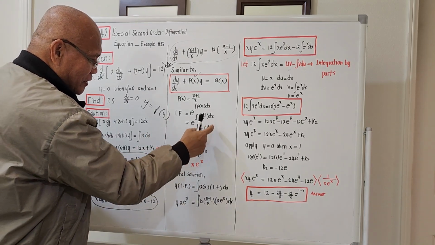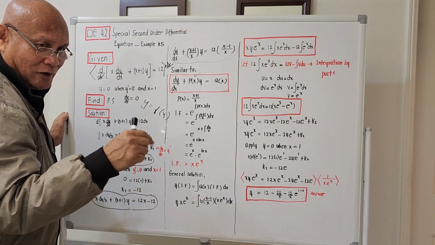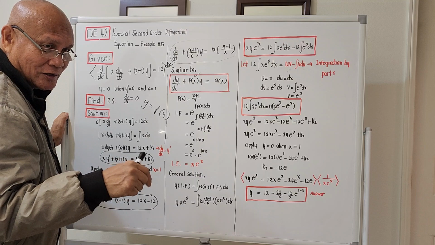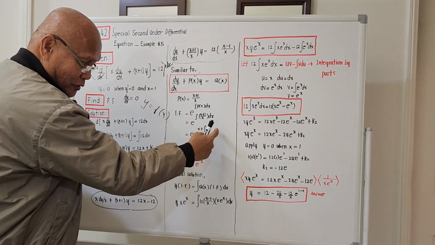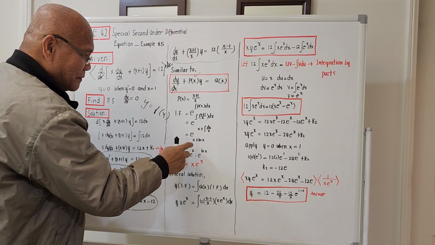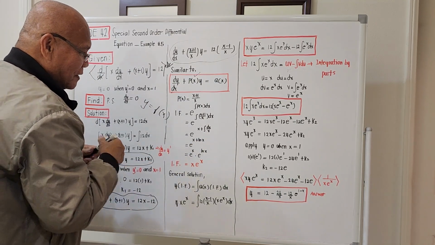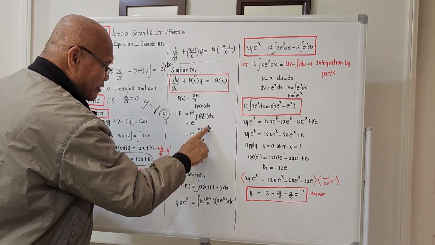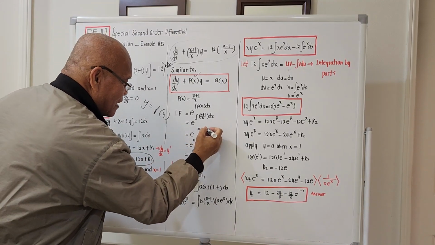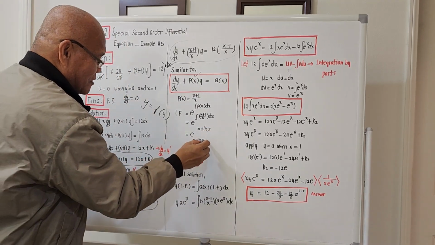And the integral of dx over x falls under the natural logarithm. The value of u underneath is x, du is equal to dx, it is exact, and this falls under natural logarithm. So this is plus the natural log of x. So it becomes like this.